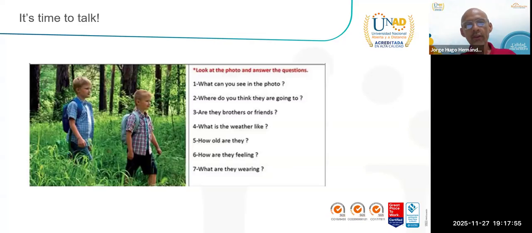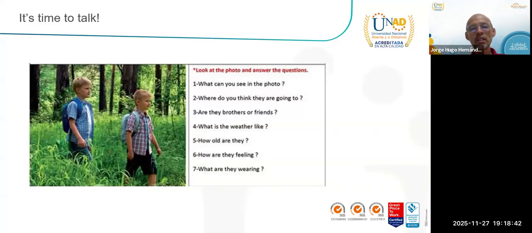Look at the picture and answer the questions. When we start doing this exercise, we can answer the questions because the questions are keys that you can have in order to describe. But when you are doing this exercise once and again, you don't need the questions. You can talk about the picture because you have had some examples, you have done some exercises about descriptions. In this case, we can find 7 questions about this picture.